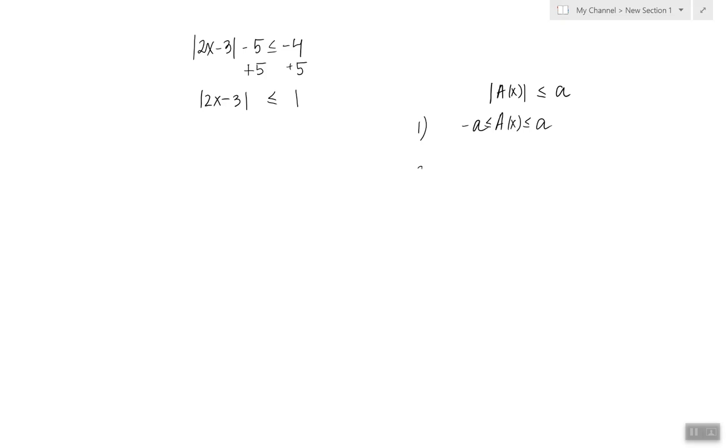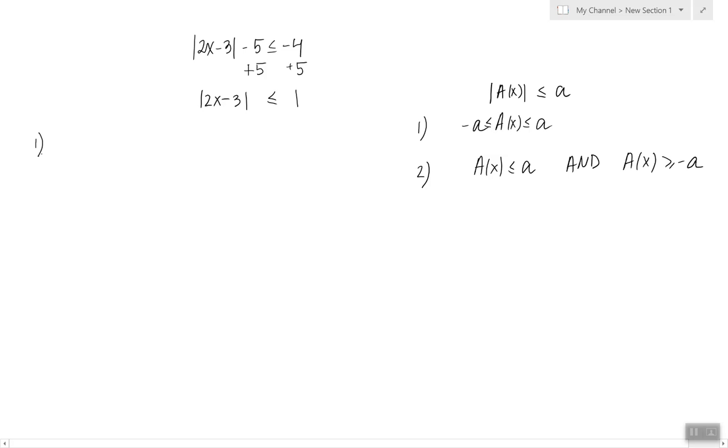That's first approach, and the other way is to translate this absolute value inequality into another equivalent inequality, which is compound. So the equivalent compound inequality looks like this. So first let me show you how to do it the first way.